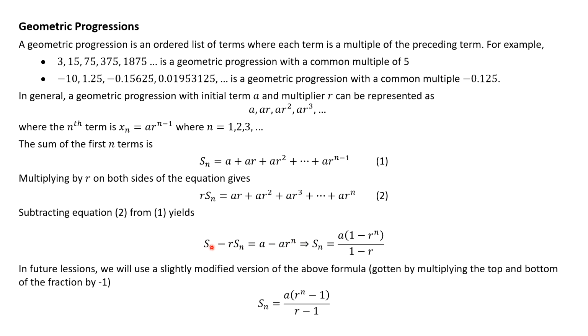Then you factor S sub n out of this. So it'll be S sub n times 1 minus r. And you divide that into both sides, and you get this here. So that's your formula for the sum of the first n terms. And you can multiply the top and bottom by minus 1 to get this equivalent expression here. So sometimes we'll use this, and sometimes we use this version.